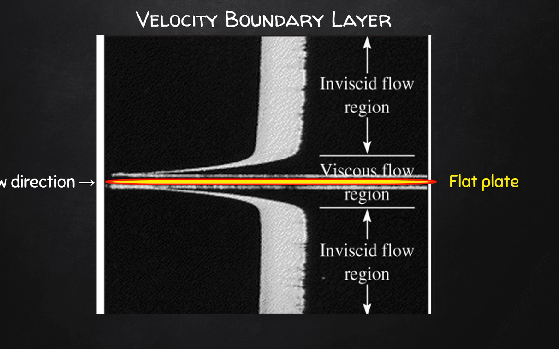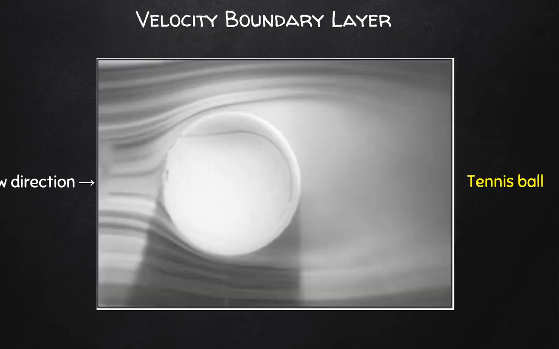And this is within the viscous flow regime. And this occurs due to shear stresses. So shear stress becomes an important player in establishing and defining the velocity boundary.